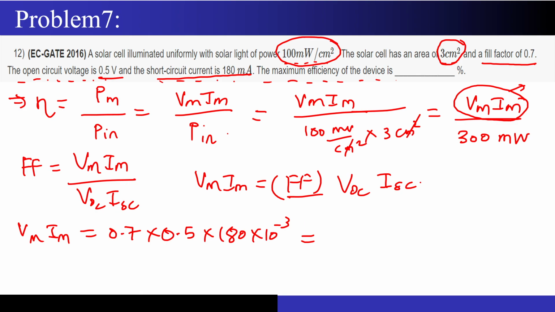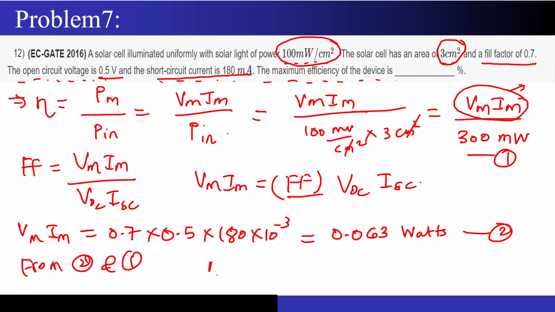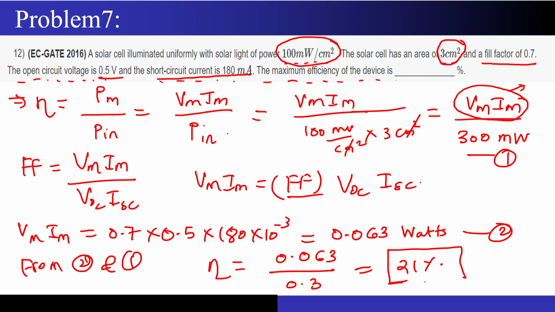Just give me a minute. Yeah. This Vm into Im value will come out to be around 0.063. And what will be the units? Units will be in terms of watts, because it's a product of V into I. So I will substitute it in equation number 1. This is 2. Correct? So from 2 and 1, eta will be 0.063 divided by 0.3. So this will come out to be around 21%. So this is the efficiency that they were asking for.